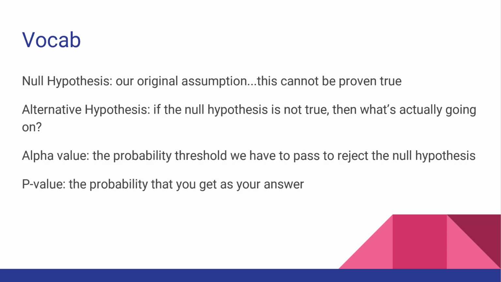Putting that into an actual procedure, we have 4 main vocabulary words here. The first one is our null hypothesis. This is our original assumption, and this can never be proven to be true. You can only prove a null hypothesis to be false. You can think of this as in criminal law, when a person is innocent until proven guilty. A null hypothesis here would be that the person is innocent, because that is our original assumption. Before we look at any other evidence, we assume them to be innocent.